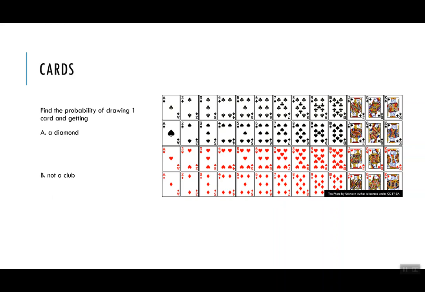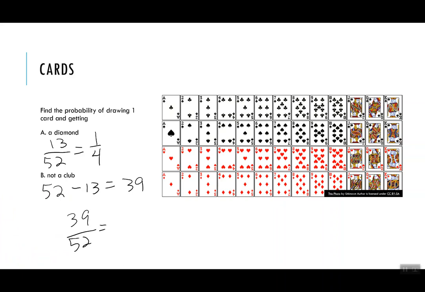What about if we want to pick a diamond? Well, we have 13 diamonds out of our 52 cards, which gives us 1 over 4. But we always think we have 13 of each suit. So if I have 13 diamonds, I also have 13 clubs. And in part B, I want to find the probability of not getting a club. So we're going to take our 52 cards and we're going to take all the clubs away, which will leave us with 39 cards left. So our 39 out of our 52, which becomes 3/4 of the cards, are not clubs.